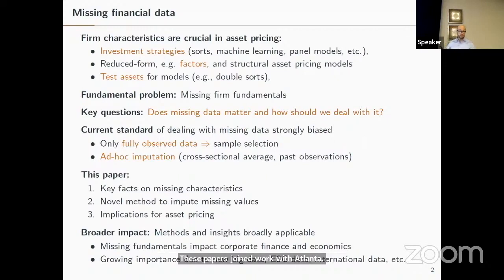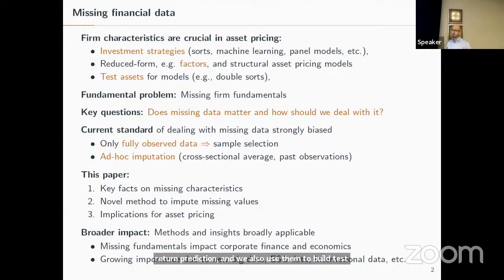This paper fits perfectly into what the other two papers talked about before. We talk about firm fundamentals and firm characteristics. And as we've seen, we need these firm characteristics to build asset pricing models, for example, factor models. We need them to build investment strategies, for example, portfolio sorts, return prediction. And we also use them to build test assets, for example, sorting strategies.